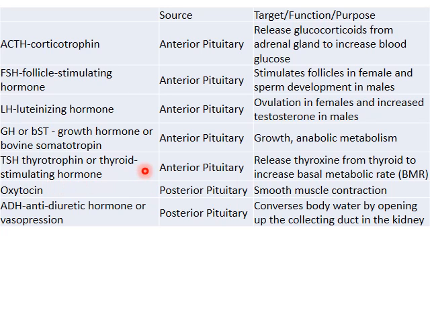So we have two hormones from the posterior pituitary. Oxytocin is going to lead to smooth muscle contraction, specifically in the udder and the reproductive tract. ADH, antidiuretic hormone or vasopressin. We've talked about that already in our kidney section. It conserves body water by opening up the collecting duct and letting water be resorbed into the body and not flow out the kidney.